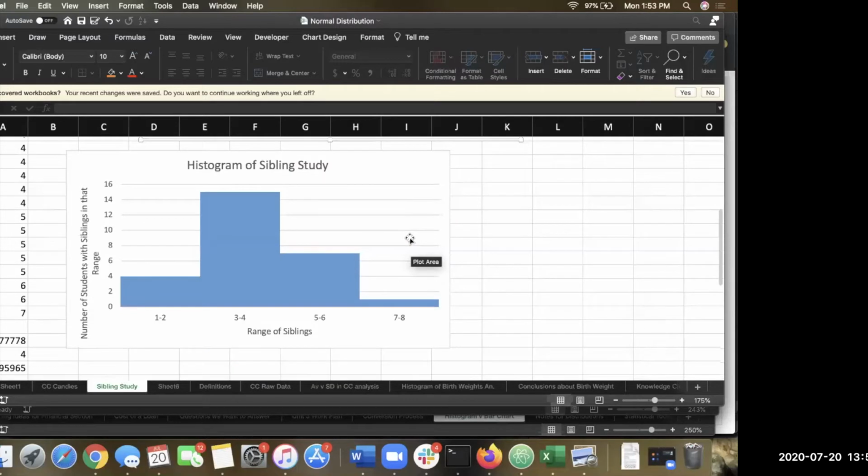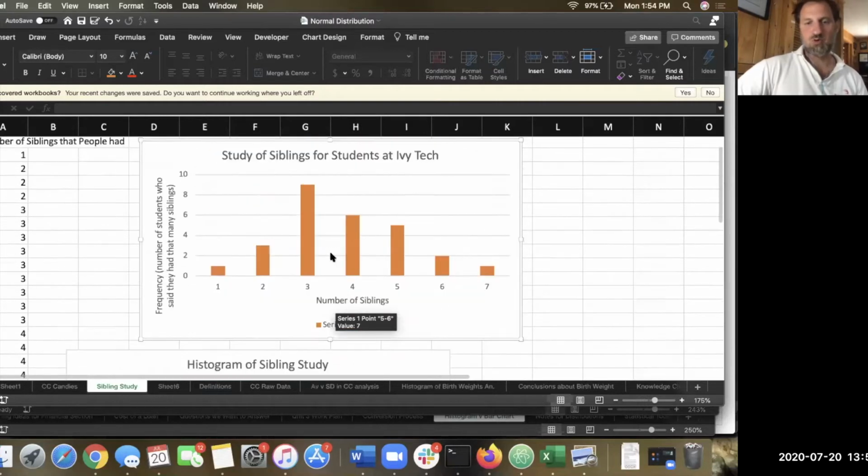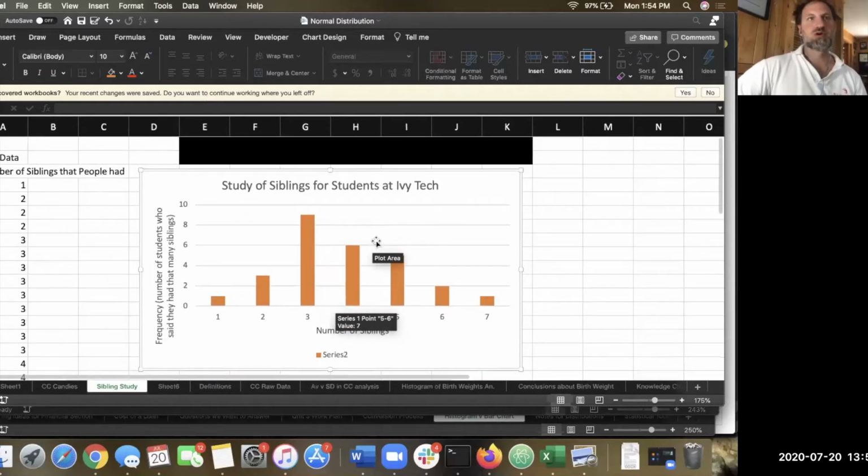Yeah, I did something down here with the siblings. I put them into ranges. So if you had 3 or 4, I put you together in the same group. If you had 5 or 6, I put you in the same group. That may not seem important here, but it would be really important if we're talking about income, because if one person made $41,000 and another person made $41,100, I don't really need a separate bar for those two people. They're very similar in terms of where they are.